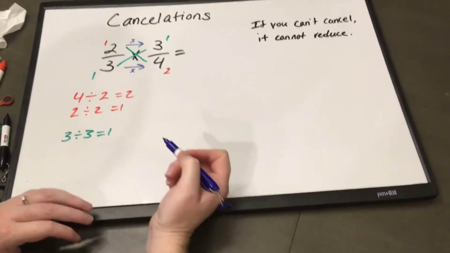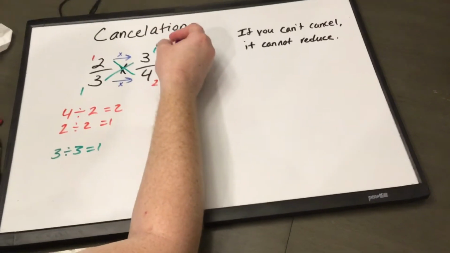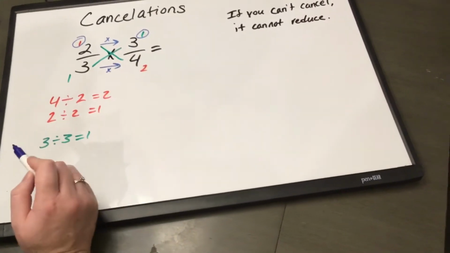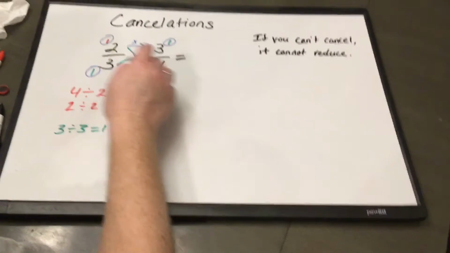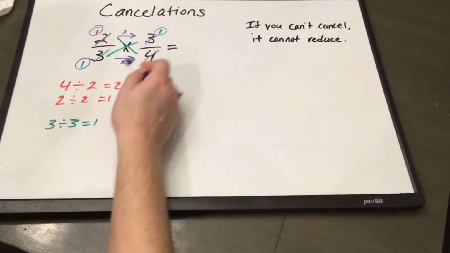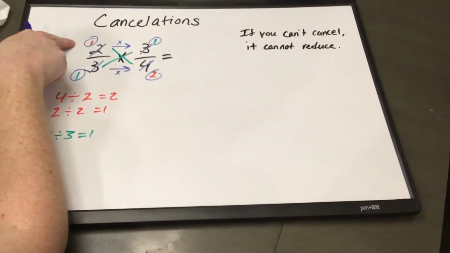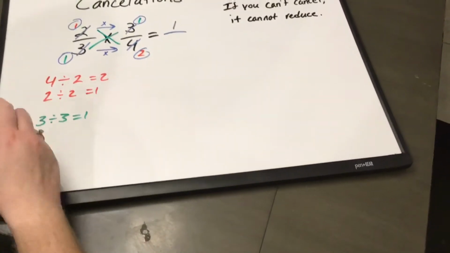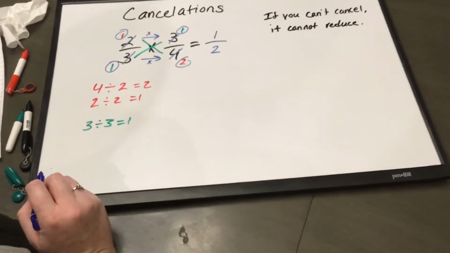Okay, so now our new number is 1 times 1. We always use our numbers that we just canceled with. We don't use our original numbers anymore. We're going to use our little ones that we wrote. So again, multiply across. 1 times 1, 1. 1 times 2 is 2.